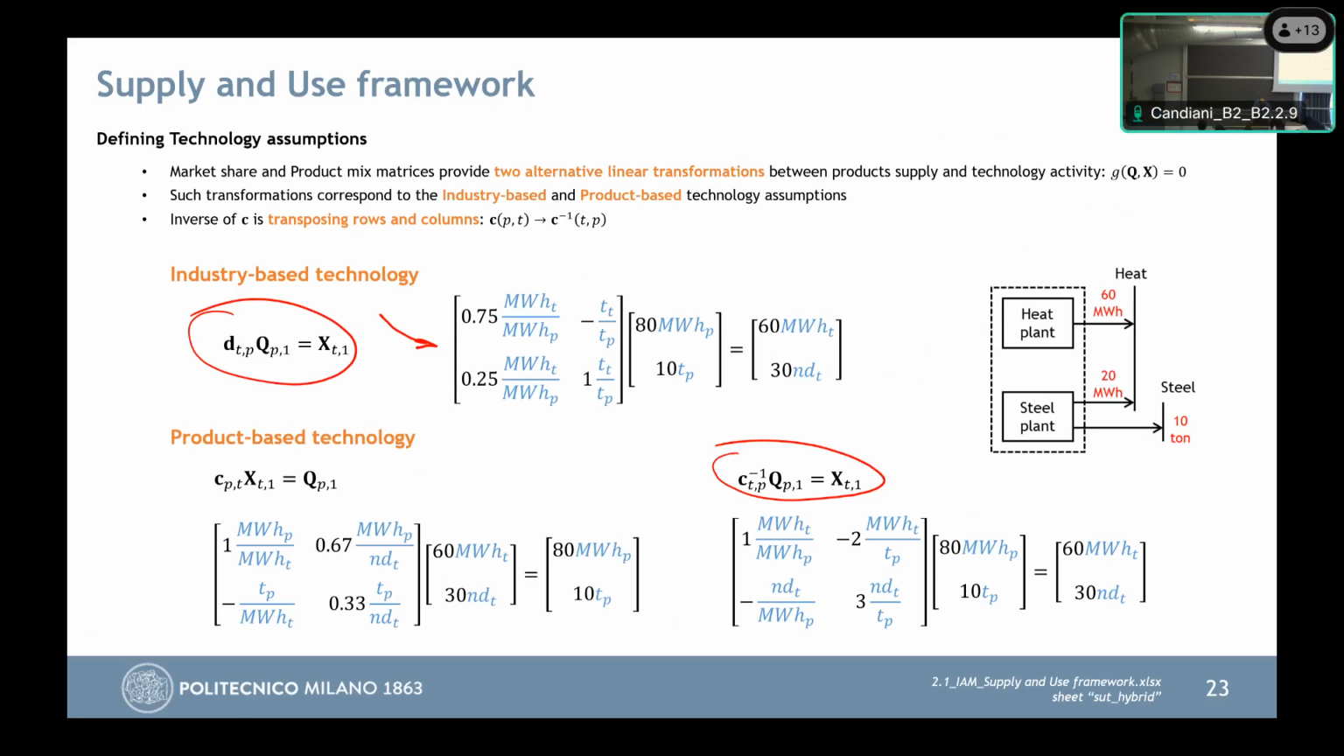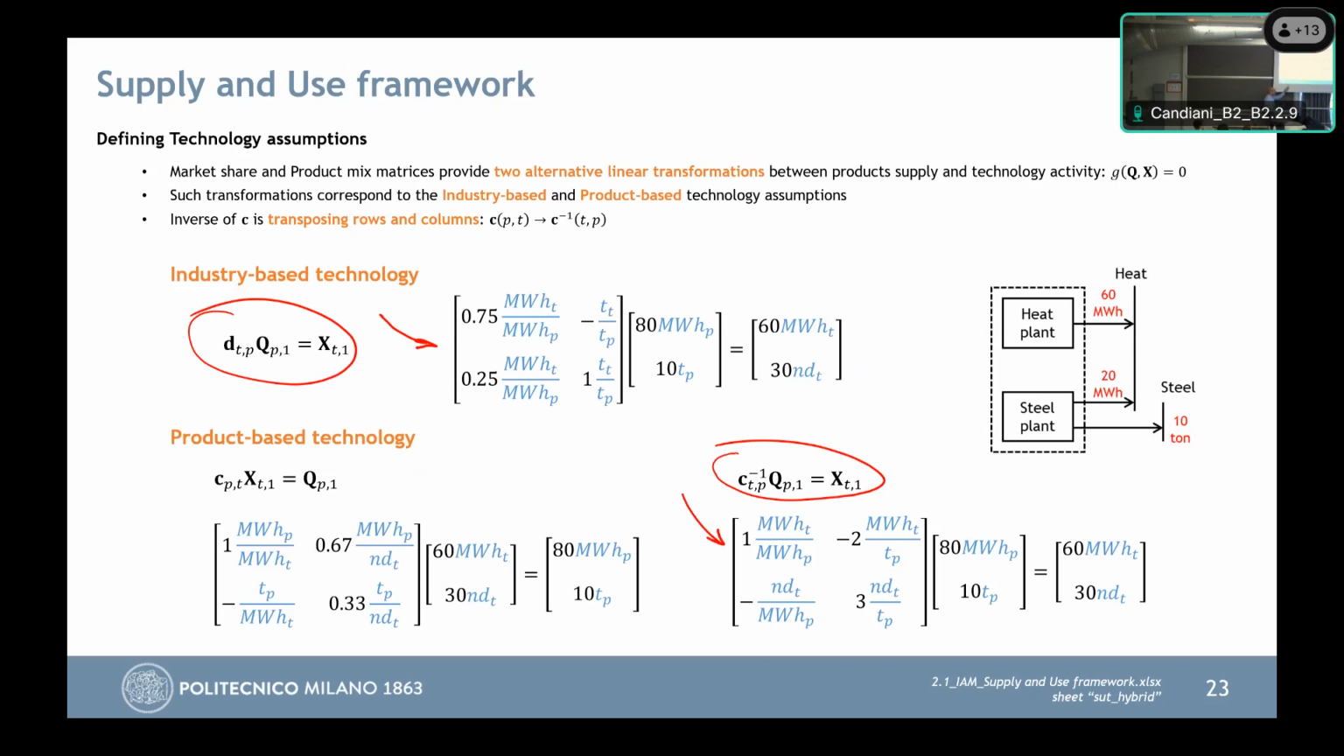While you see that in the other case, when I'm relying on the product-based technology assumption, something curious is happening. This is the product mix matrix. So this is exactly the matrix that we have looked at in the previous slides. What is happening if I'm inverting this table? I'm getting a matrix with transposed dimension. So you see that while C is a product by technology table, the inverse of C is a technology by product table, and the meaning of the numbers is what matters here.